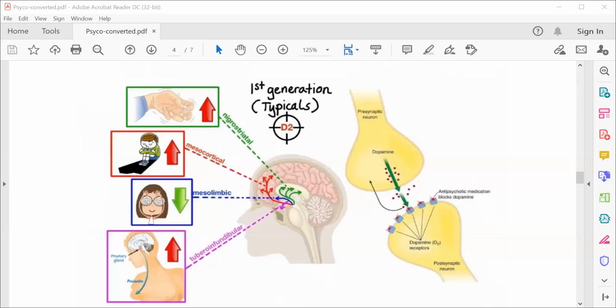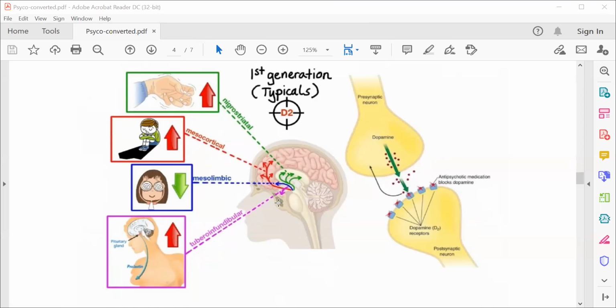So we are talking now about the fourth pathway, the purple one here, which is the infundibular pathway. We said before that dopamine here will decrease prolactin.